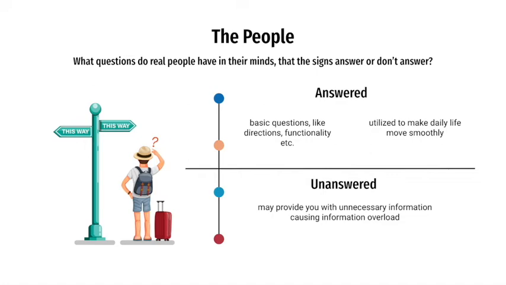The people. What questions do real people have in their minds that the signs answer or don't answer? So as you currently see on the screen, there is a this way and a this way. And sometimes when you're thinking about navigation and traveling, you might not always know what a sign is trying to tell you or not trying to tell you.